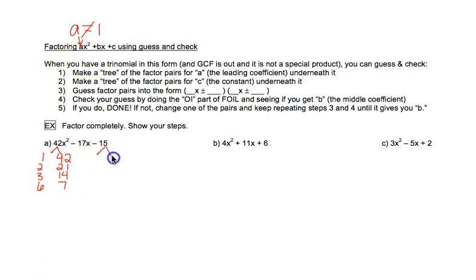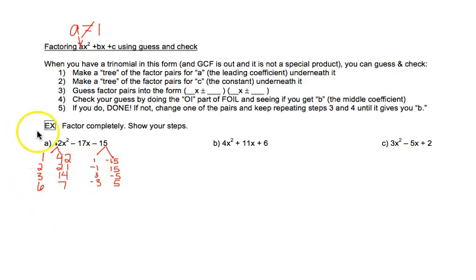Now I'm going to do the same thing for my constant. Be careful though, because my constant is a negative, so that means I have to list each factor pair twice, because it could be 1 and negative 15, or it could be negative 1 and positive 15. It's not divisible by 2. It is divisible by 3, but it could be 3 times negative 5, or it could be negative 3 times positive 5. It's not divisible by 4, and 5 I'm already at the other side. So step 2 is now done.